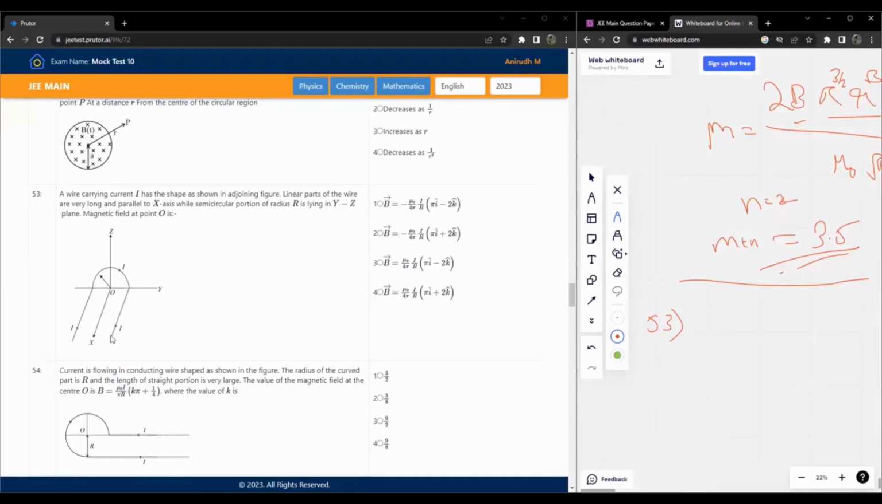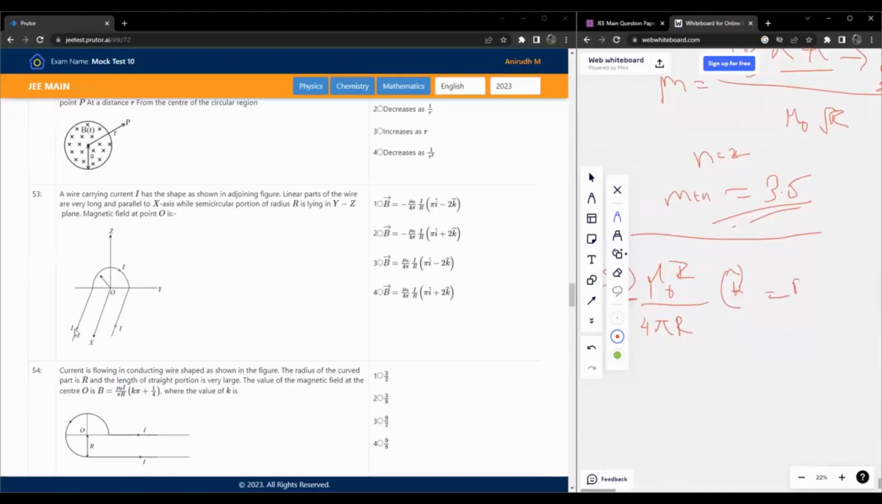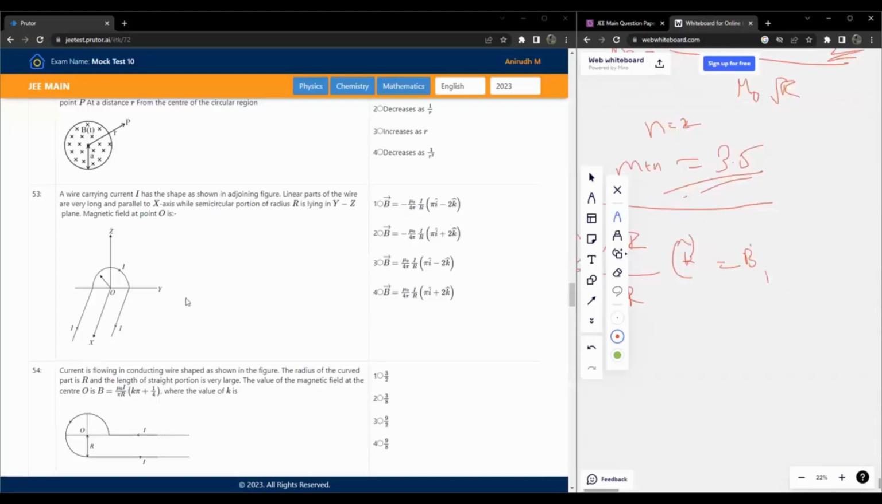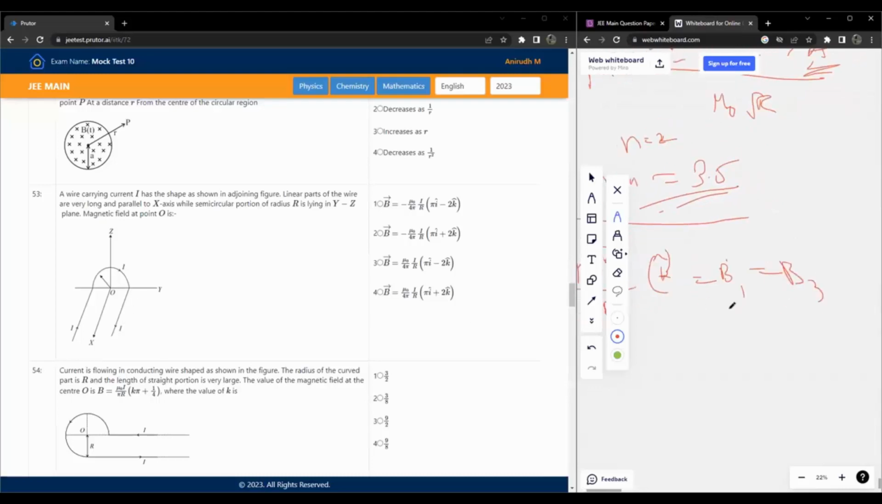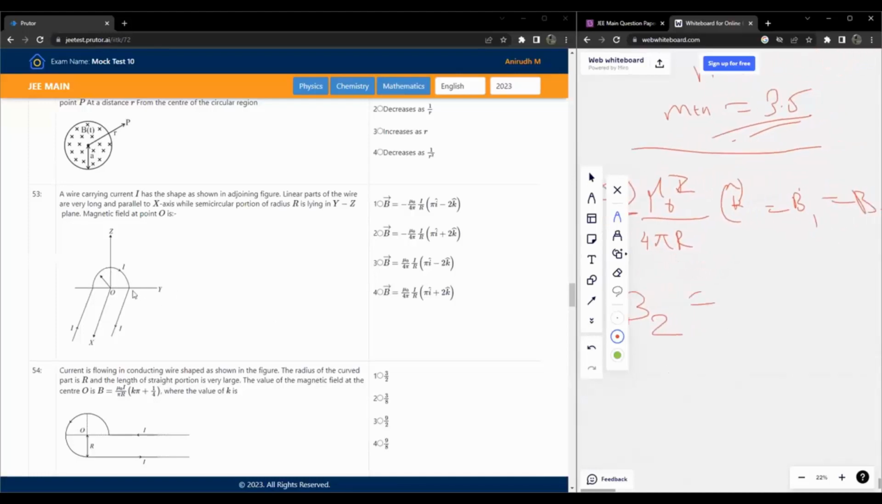So basically, you have this component here. This is mu naught I by 4 pi R. This is going to be in the direction of minus k cap. This is going to be minus k cap. This is equal to B1, where B1 is due to this part, right? This is equal to B3 also, where B3 is this part, right? And B2 is going to be due to the circular part.